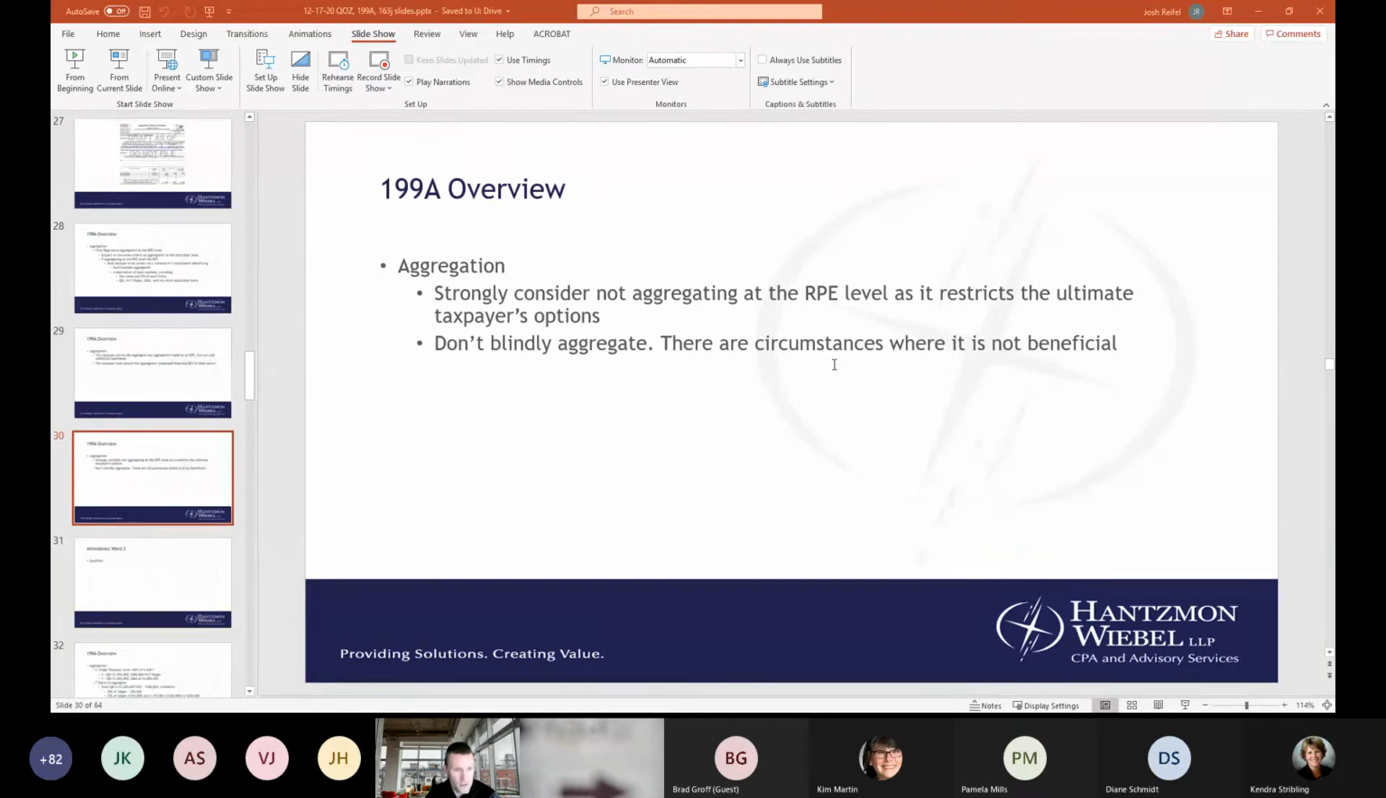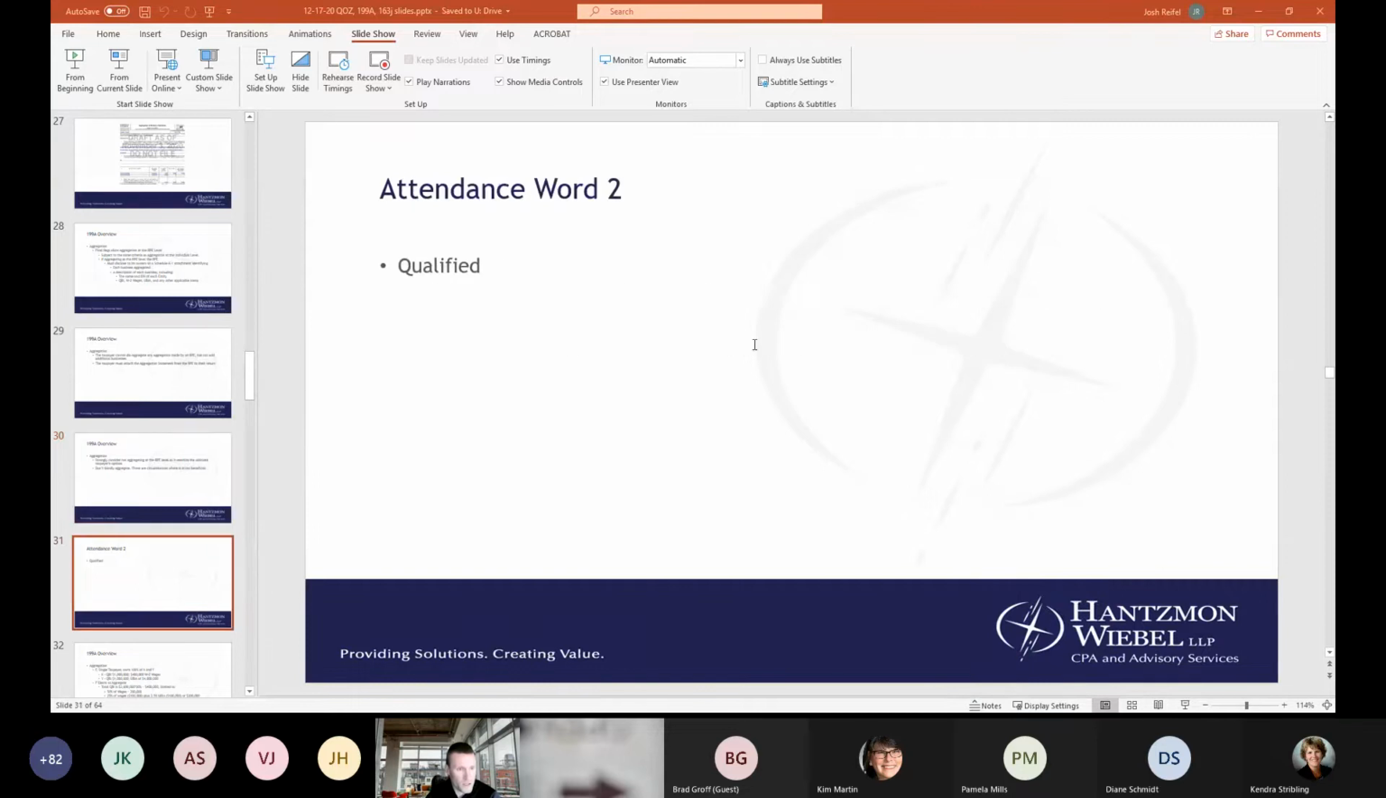So a couple of notes on aggregation. One thing, strongly consider not aggregating at the RPE level as it restricts the ultimate taxpayer's options. I would say if you prepare the entity and the ultimate taxpayer tax returns, maybe you can go ahead and do that. But if you're providing K-1s to non-clients, then I would suggest not doing it and give the taxpayer the option to aggregate or not at their level. And also don't blindly aggregate. There are circumstances where this is not beneficial. And I'm going to show an example here real quick on that.